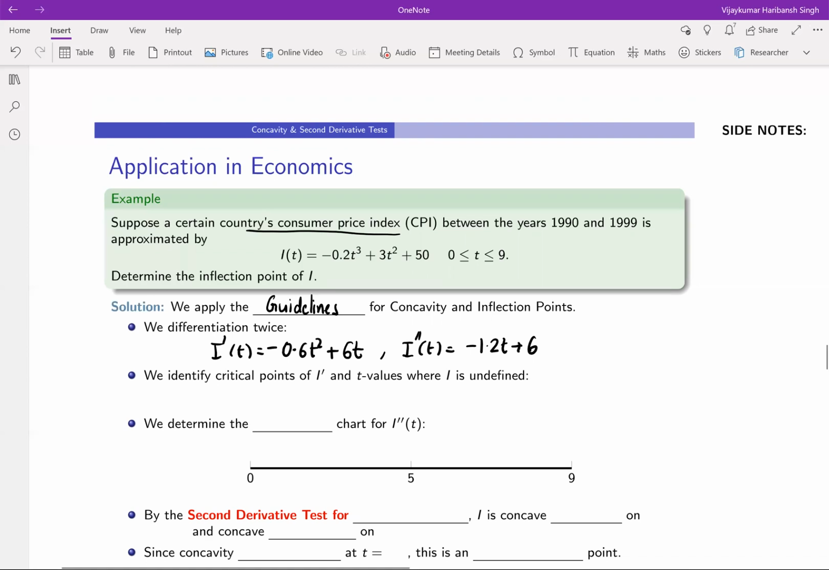So I double prime of t equals 0 implies minus 1.2 t plus 6 equals 0. This implies t equals 6 divided by 1.2, which is going to be 5. And I is defined everywhere, so there's no contribution from the undefined part, right?